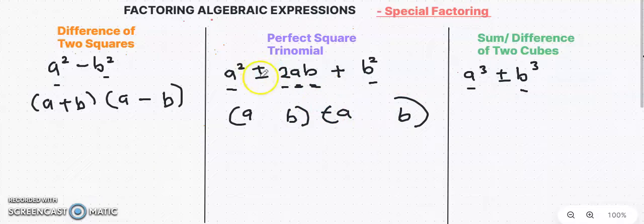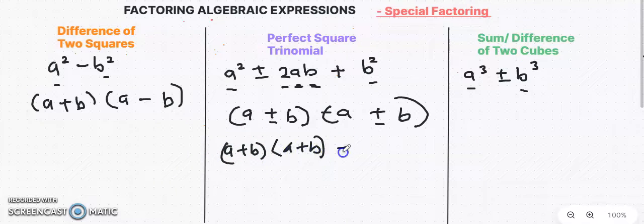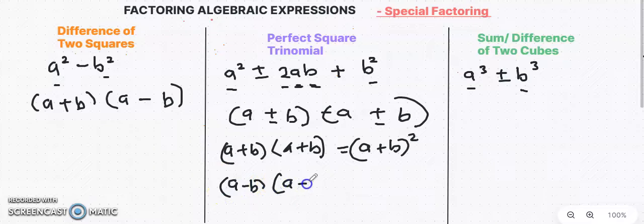And next, depending on what the sign here is, if the sign is a positive, we'll have positives in the brackets. And if the sign here is negative, we'll have negatives in the brackets. So this factorizes into a plus b times a plus b, which can be written as a plus b squared, and that is if the sign here is positive. And if the sign is negative, then it factorizes into a minus b times a minus b, which can be written as a minus b squared. So this is how we factorize the perfect square trinomial.